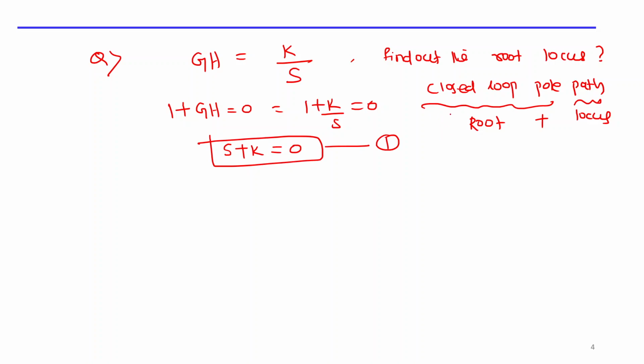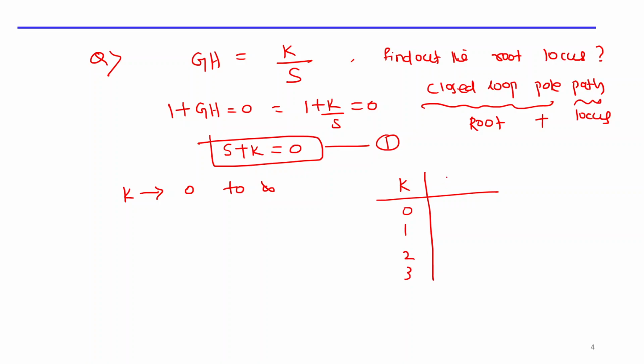Now root locus tells how the pole moves when you vary K from 0 to infinity. Let's say this is my K. I am varying from 0 to infinity: 0, 1, 2, 3, 4, like that.